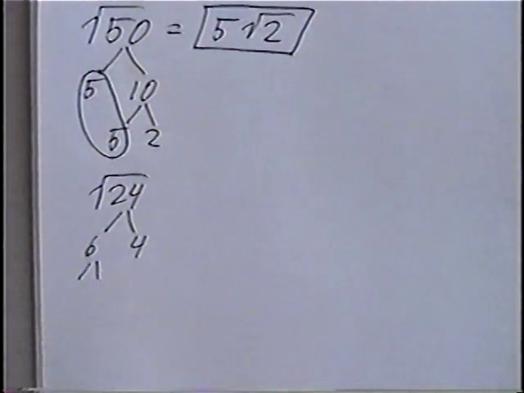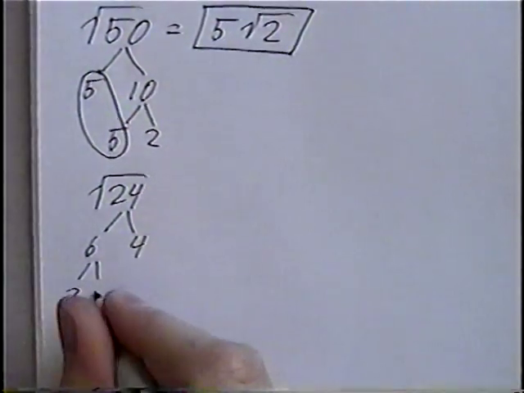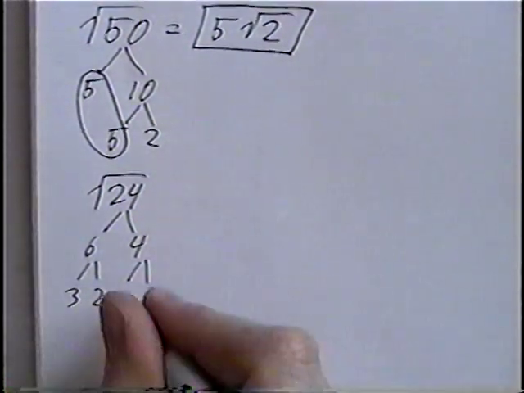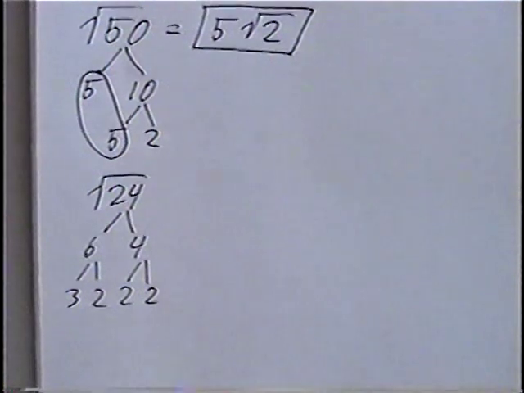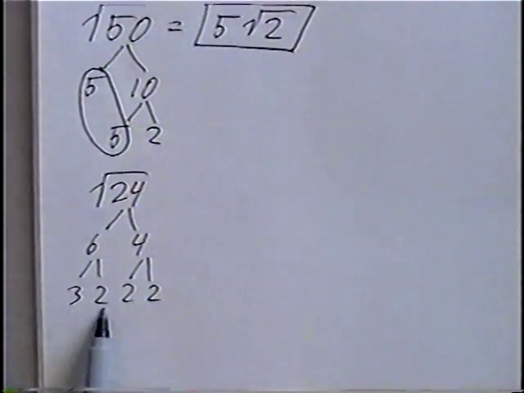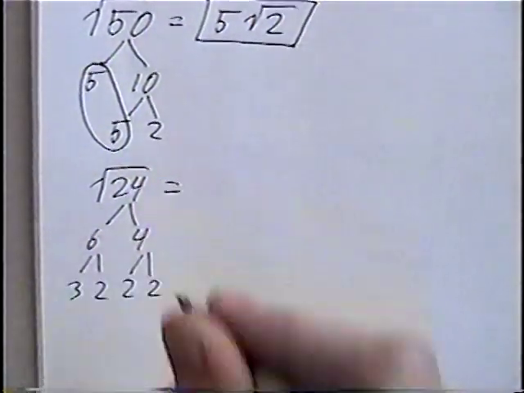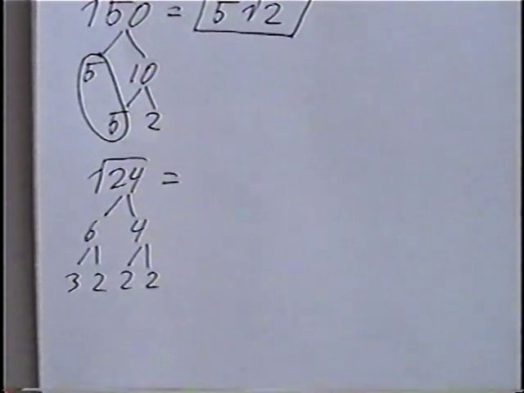The 6 we can factor. 6 would be 3 times 2. And the 4 we can factor. 4 would be 2 times 2. And again, once you have prime numbers, no other numbers that you can factor at the bottom of your factor tree, then we can figure out what the answer is.